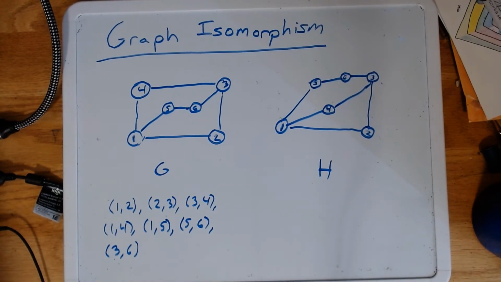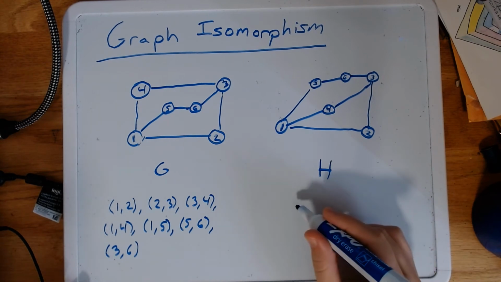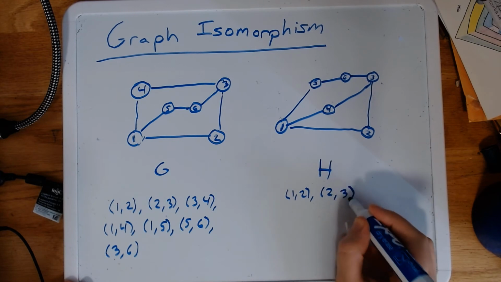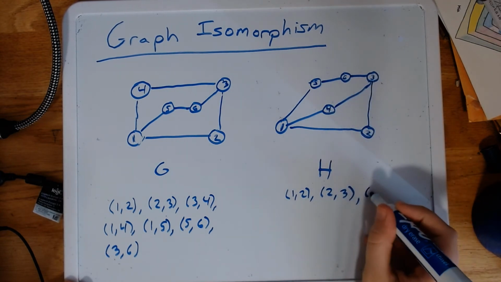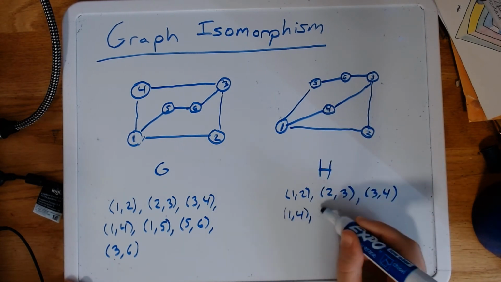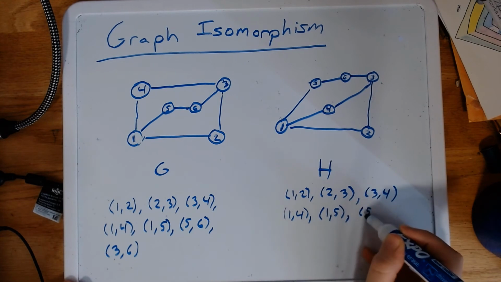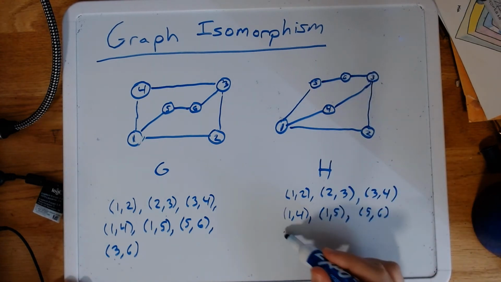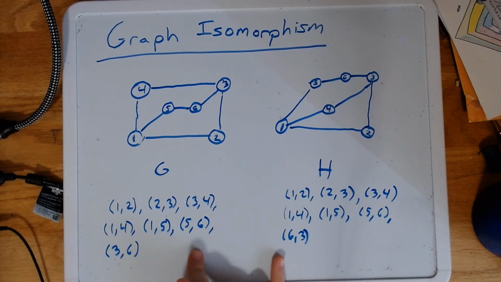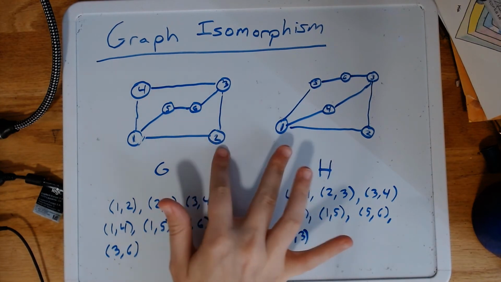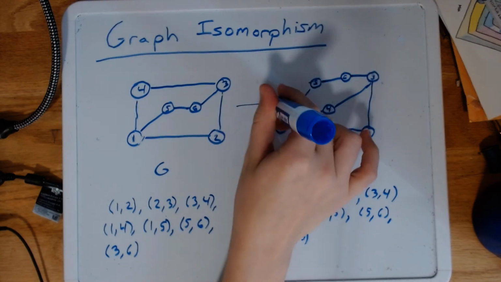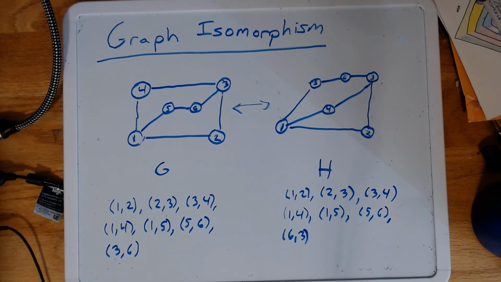Right, so this looks like it worked, but let's make the list of edges to be sure. So 1 and 2 have an edge. 2 and 3. There's 3 and 4. Here's 1 and 4. The top is 1 and 5, and 5 and 6, and then finally 6 and 3. Right? So these are the same set of edges, so these two must be isomorphic. We found a function that worked and proved that they are the same.